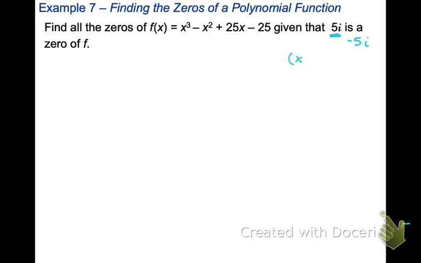We could take x minus 5i and x plus 5i, multiply it out and get x squared plus 25. Wouldn't that be the sum of squares? Yes. And we could use long division and find the rest of the zeros, couldn't we? Or we could do synthetic division with 5i and negative 5i. Guess what we're going to do? Both.